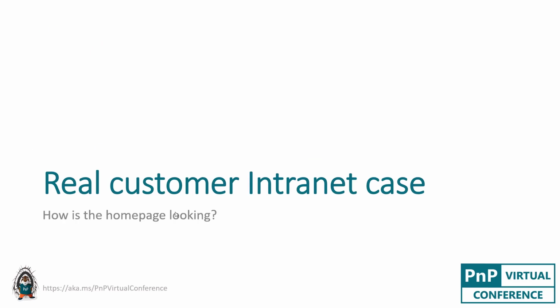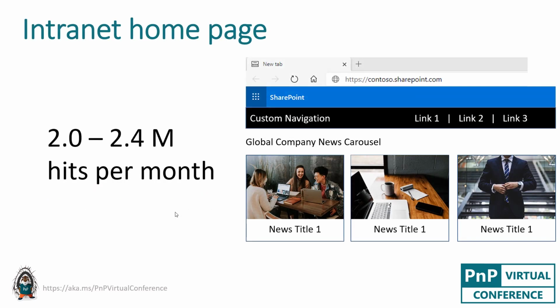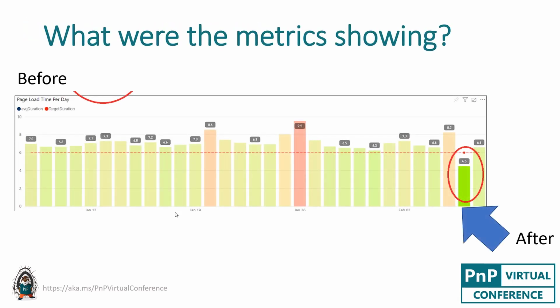Now, this is a real customer case that I've been working on for the past few months. The intranet page is being hit between 2 and 2.5 million times per month. That means it's between a mid-size and big-size organization, and it's a SharePoint page. Before we started optimizing, the page was loading on average around 70 seconds.